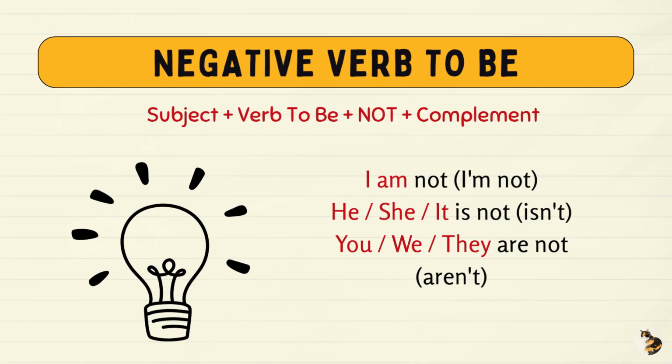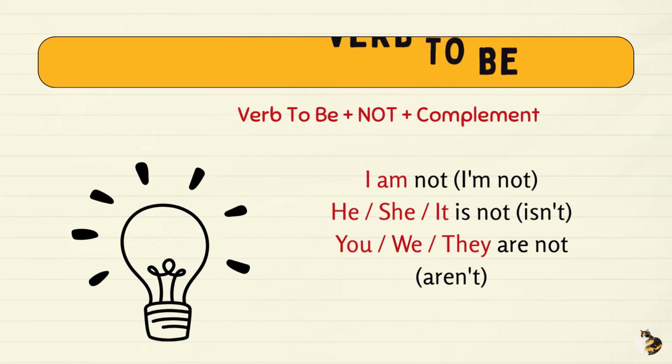For the first person we use am not or the short form I'm not. For singular pronouns like he, she, and it, we use is not or isn't. And for plural pronouns and you, we use are not or aren't. Short forms are very common in everyday conversations.